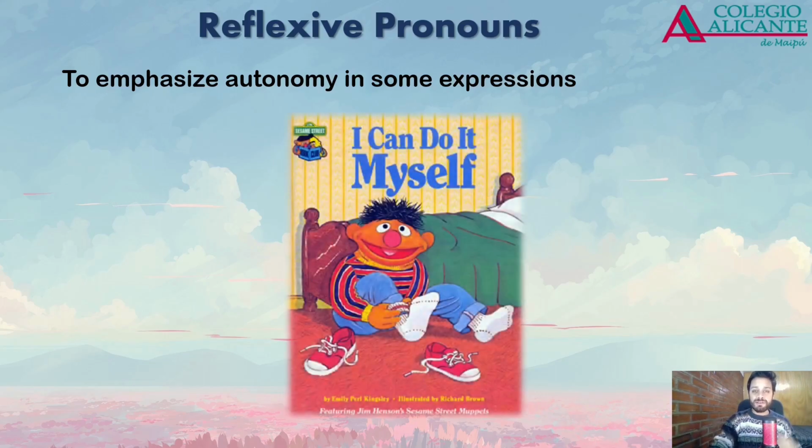All right. Now, the other use for these reflexive pronouns is, of course, to emphasize autonomy in some expressions. We have a cover of a picture book that says, I can do it myself. So when kids are growing up and becoming more and more independent, they say, don't help me, I can do things myself. And this means, of course, I can do things without your help. So you can use this form of reflexive pronouns to refer to autonomy as well.